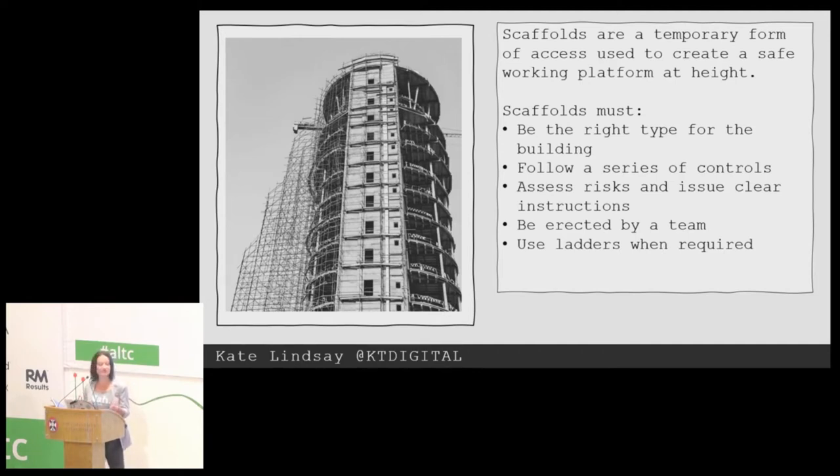Scaffolds are a temporary form of access used to create a safe working platform at height. They have to be the right type of scaffolding for the building. So it has to be the right type of scaffolding for the student. It follows a series of controls. We need to keep checking that that scaffolding is appropriate. We need to assess the risks and issue clear instructions to people who are working on scaffolding. It's the responsibility of a team to erect scaffolding. And we can also use ladders when required, so it's not just the structure. We'll move ladders around the scaffolding so you can get up to different levels.